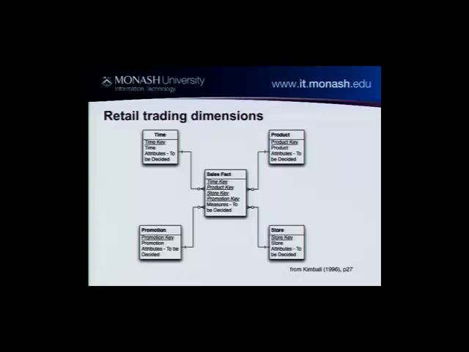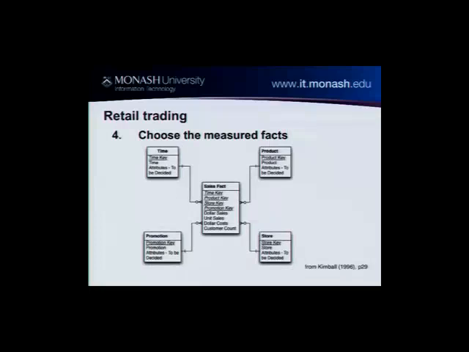Okay, so let's do step four, choose the measured facts. How do we measure sales, daily item movement? Well, the most obvious one is unit sales. That's literally stock keeping units moving off the shelves. But it's probably also the case that the users are going to want to look at dollar sales as well. It's the natural next step. So thinking ahead in terms of the decision-making process allows us to make some decisions here. We might also want to analyse that data in terms of costs too, because if we've got dollar sales and dollar costs, we can make a basic profit calculation as well.